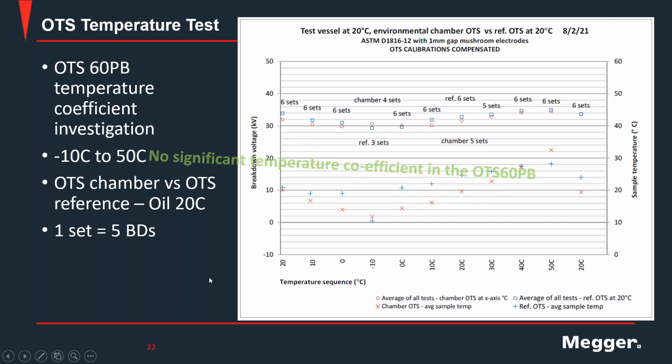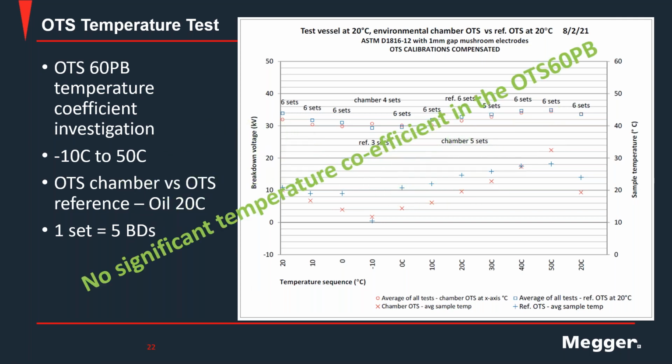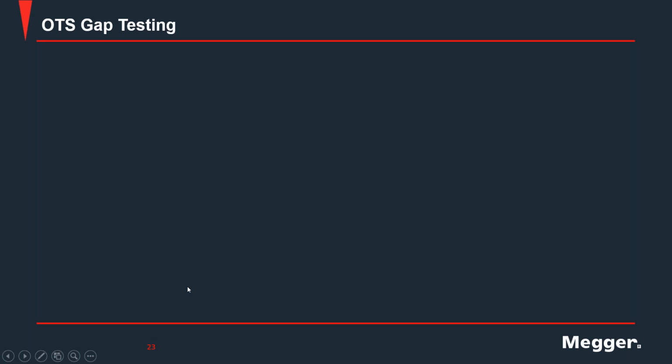So the conclusion from this is that there is no significant temperature coefficient in the OTS 60 PV. This is a very, very good result for us to see how the unit performed outside of the actual operating specification. The second test that we did was to do with gap testing. So this was again using an OTS 60 PV.